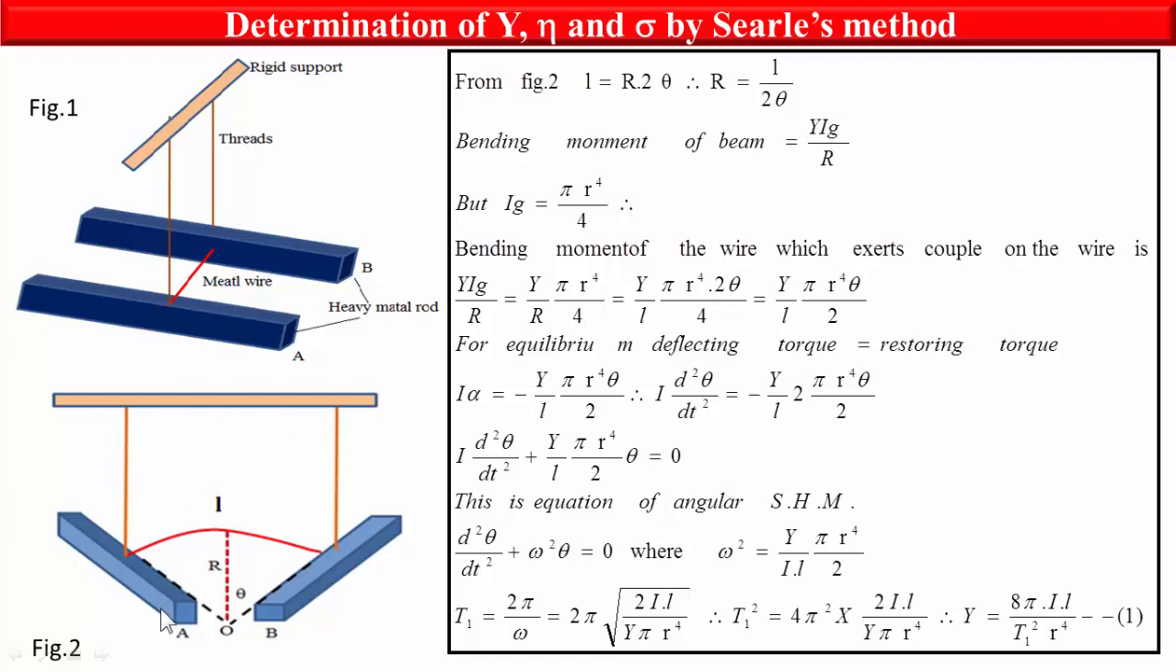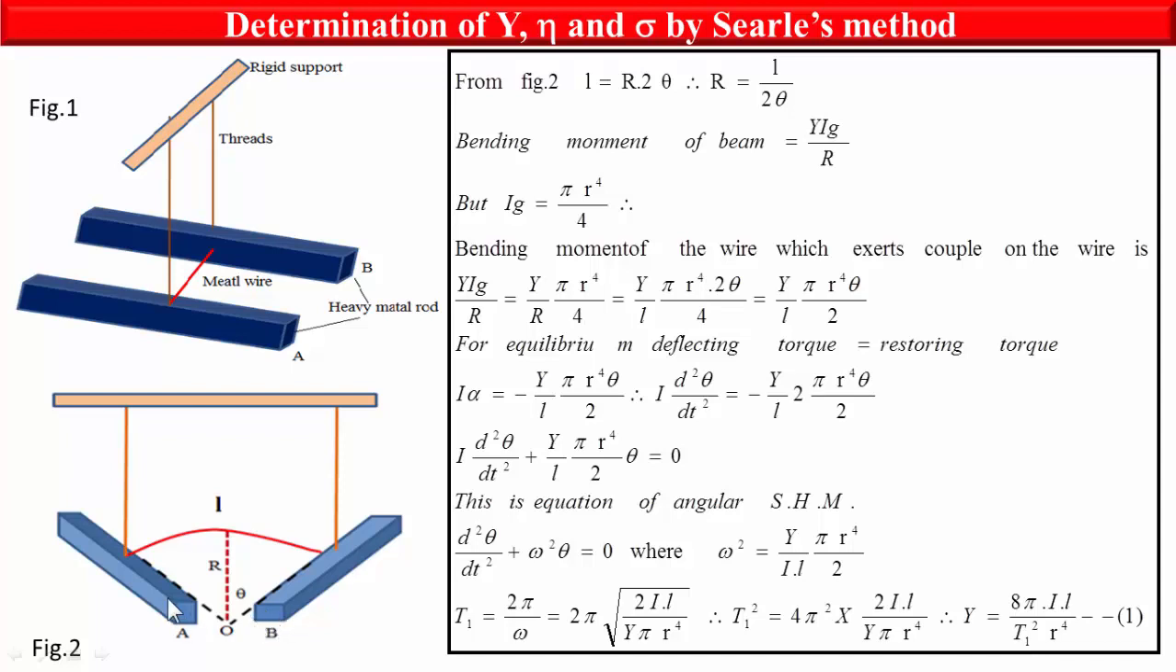Now, you pull the two ends A and B of these two metal rods symmetrically so that the wire is bent into an arc of a circle with radius r, and that subtends angle 2 theta. Now, when the two ends A and B of the metal rods are released, the system starts performing angular SHM.